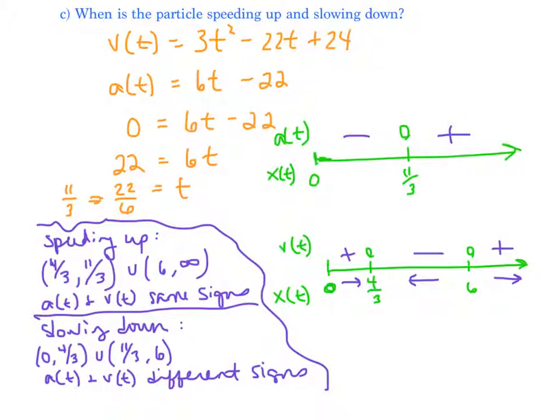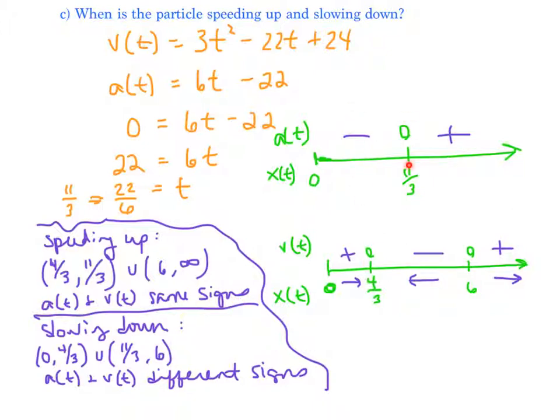Okay, I stacked my v of t function underneath, and I lined it up, so my zeros are lined up. 4/3 falls before 11/3, and so I put that here, then your 11/3, then 6, and then of course the arrow. All right, so I grabbed my v of t markings and properly put those in. And so then I could compare, and in order to be speeding up, remember, a of t and v of t should have the same signs, and that happened.